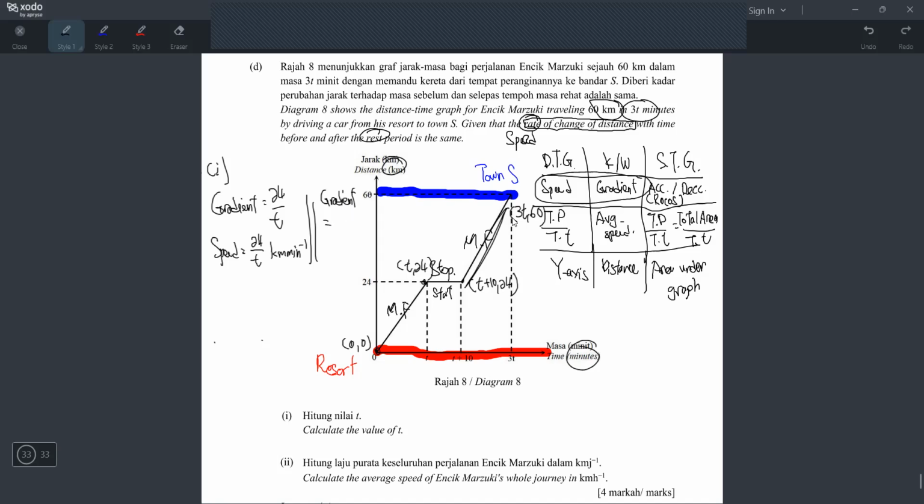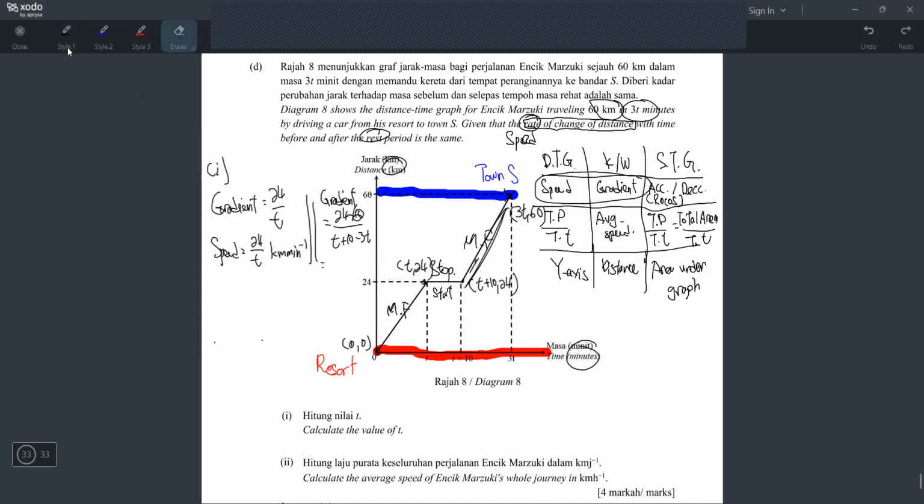Okay, let's find the other gradient. So what will it be? I need two coordinates. So 3t, 60 and t plus 10, 24. So y minus y over x minus x. So this is 24 minus 60 over t plus 10 minus 3t. You don't have to put bracket here because even if you put bracket and open the bracket, it will be the same. But if there are two terms and then a negative in front, then you have to be careful, because if there are two terms with a negative, you have to change the signs inside the bracket too.